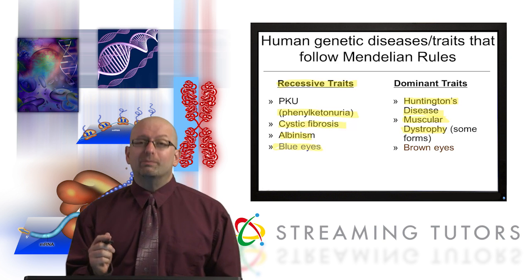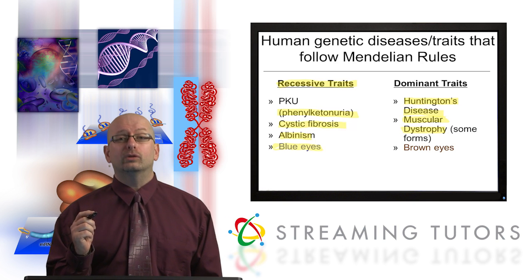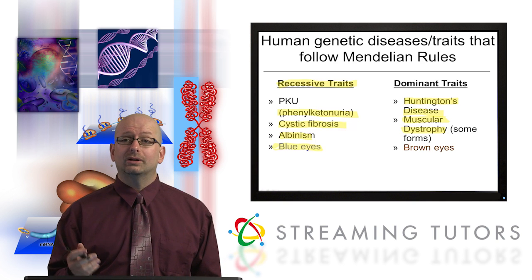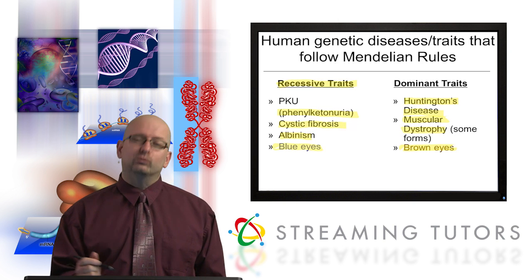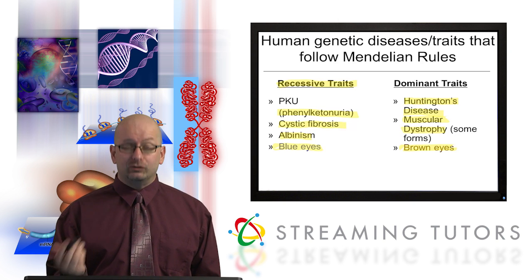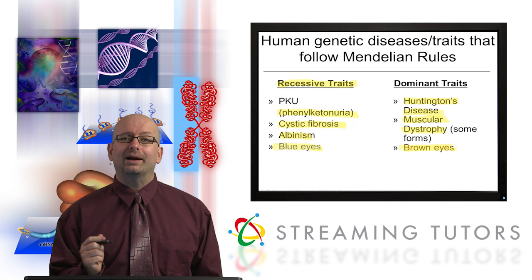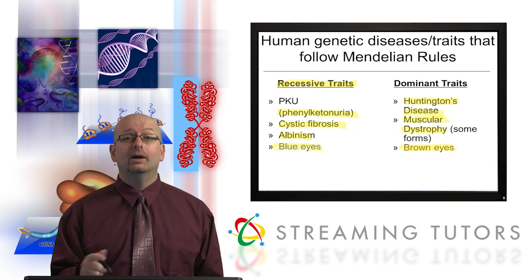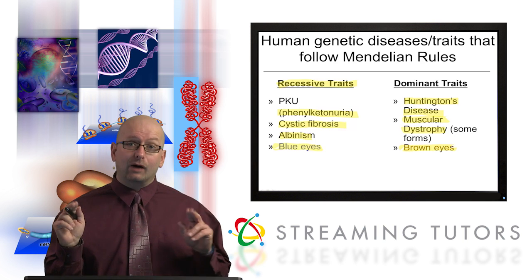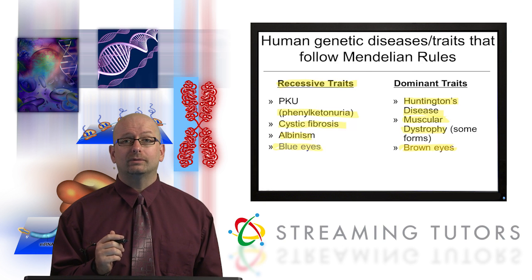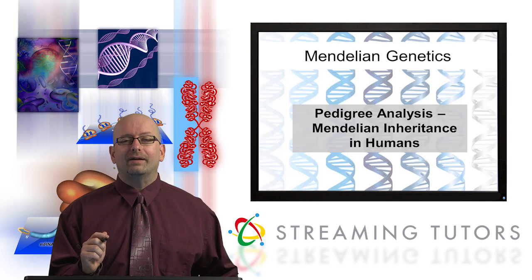There are a lot of forms of muscular dystrophy, but the most common form, called Duchenne's, is inherited in a dominant fashion. And I said blue eyes were recessive, so brown eyes is a dominant trait. If you have one of the brown-eyed allele, you're going to have brown eyes. But can two brown-eyed people have a blue-eyed child? Obviously, yes, if they're both carriers, right? If they're both heterozygous.